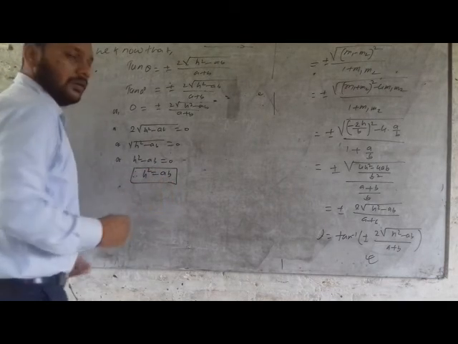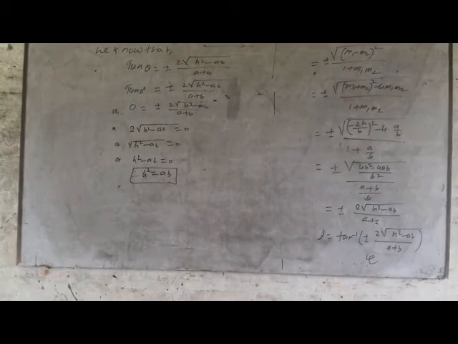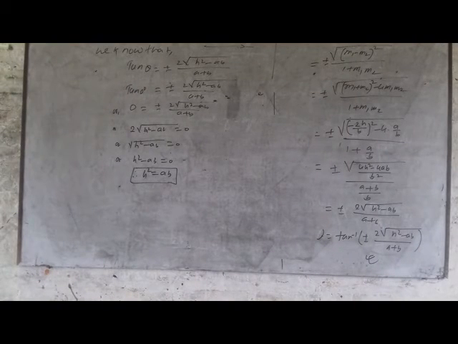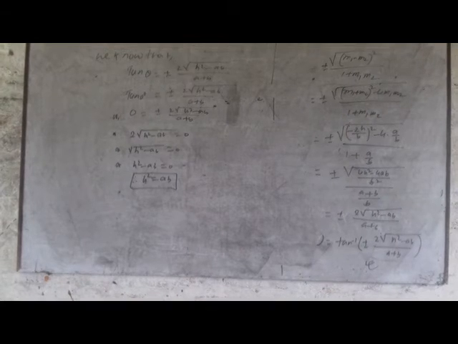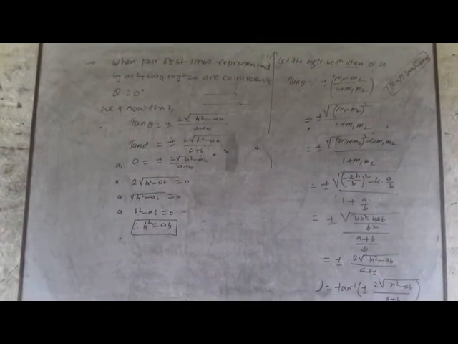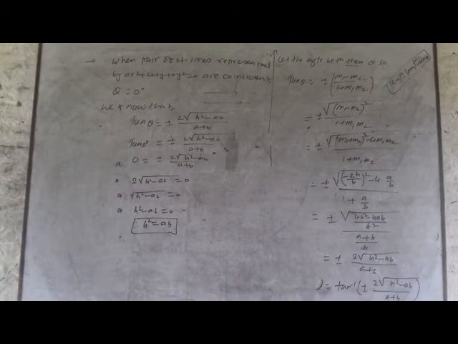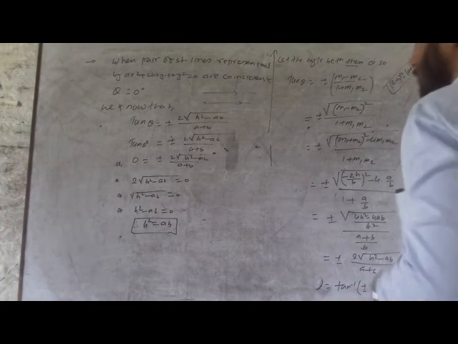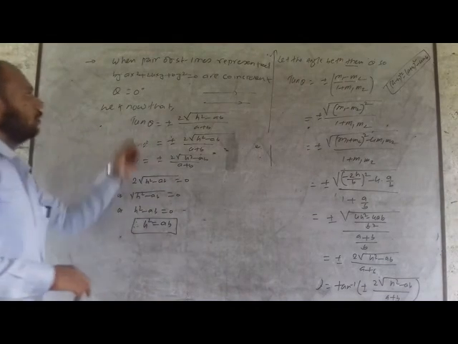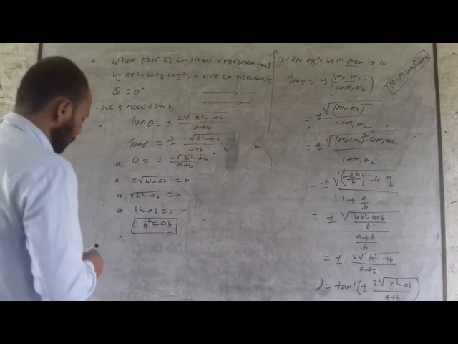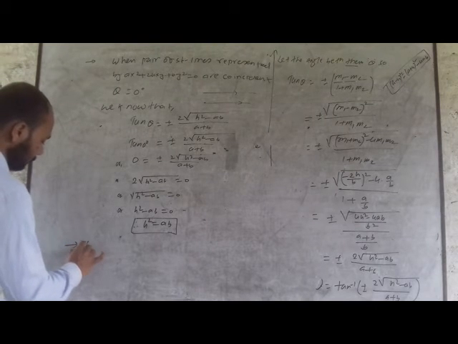When the pair of straight lines represented by the homogeneous equation of second degree, ax square plus 2hxy plus by square is equal to 0, are coincident, that is parallel, then theta is equal to 0. You put the value of theta equal to 0 in the formula, we get h square minus ab equal to 0, that is h square is equal to ab, which is the condition for the coincident as well as the parallel. Now I am going to write the second condition.